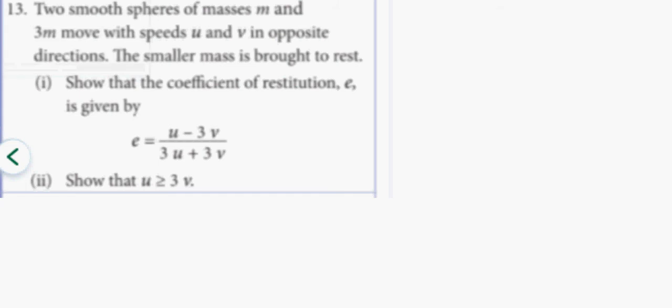Two small spheres of mass m and 3m move with speeds u and v in opposite directions. The smaller mass is brought to rest.